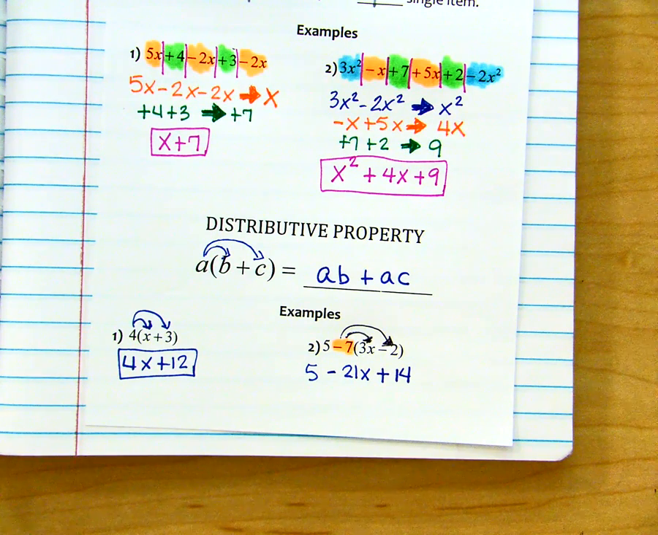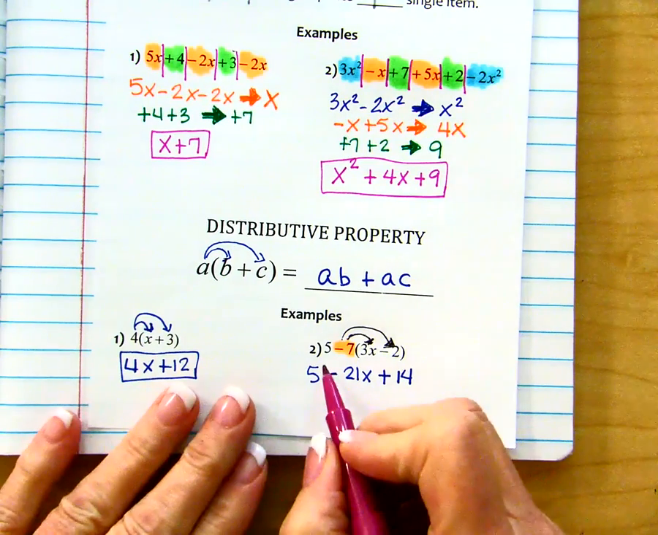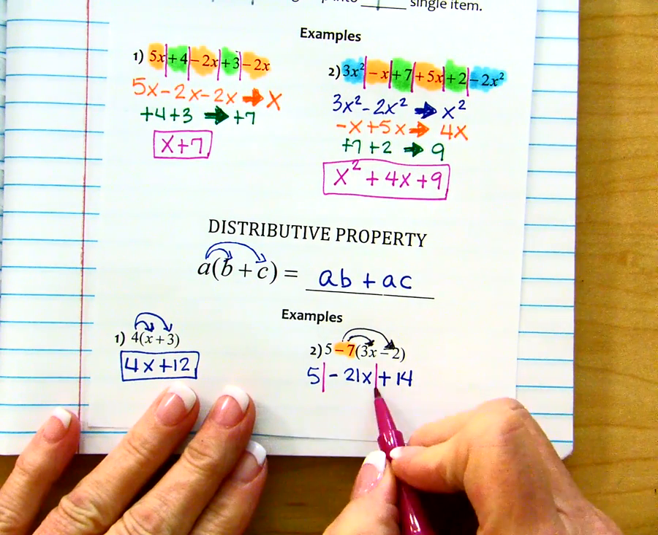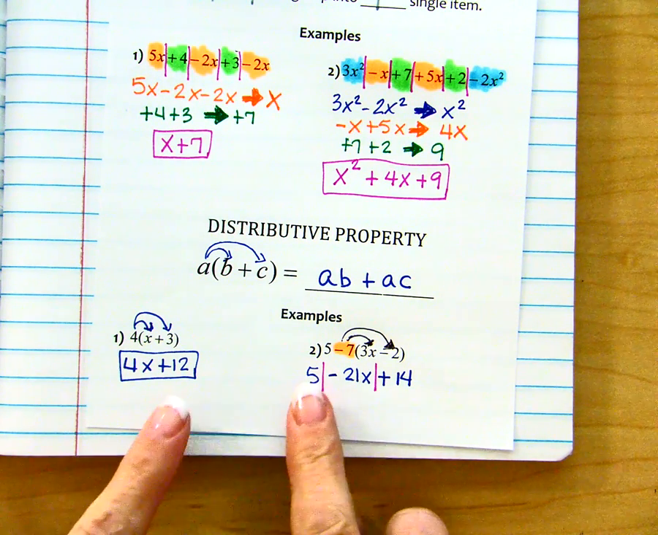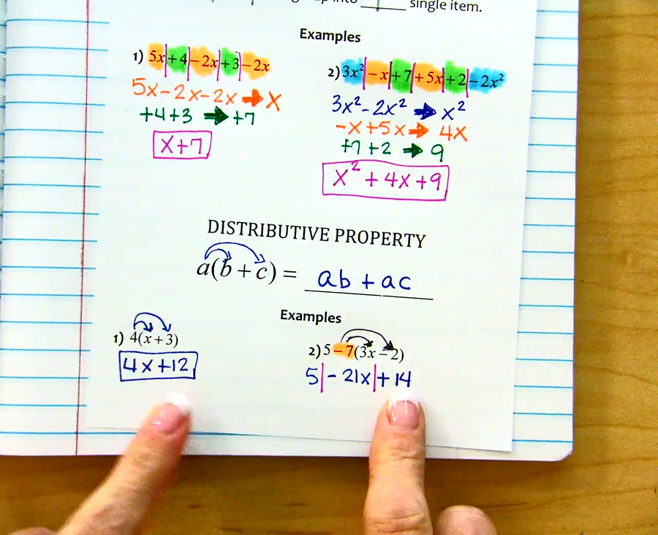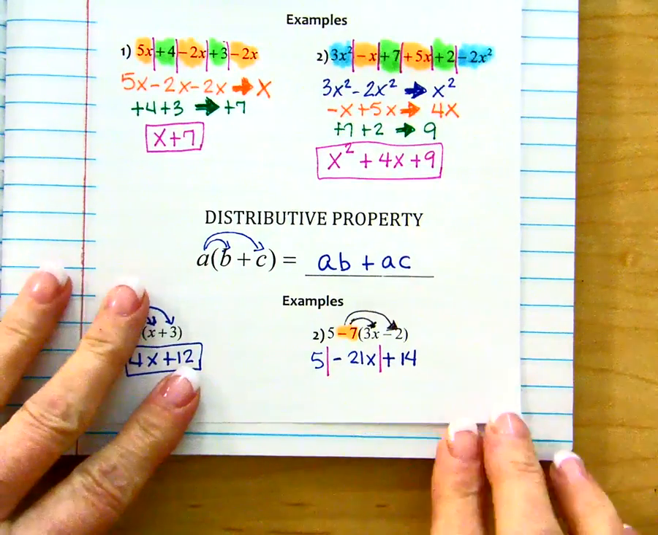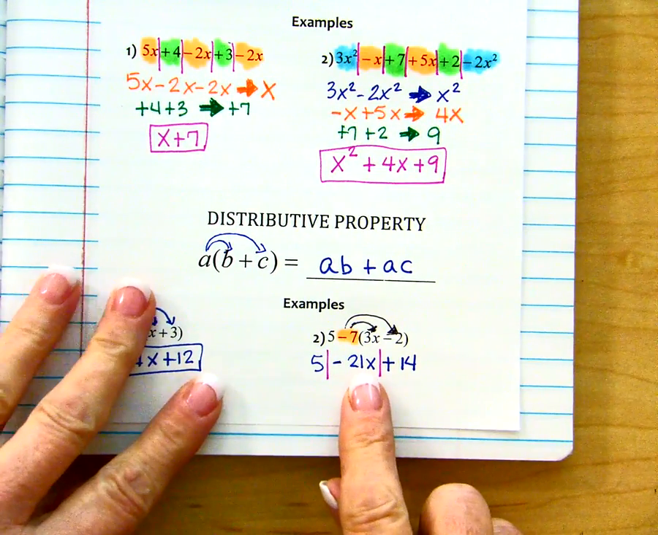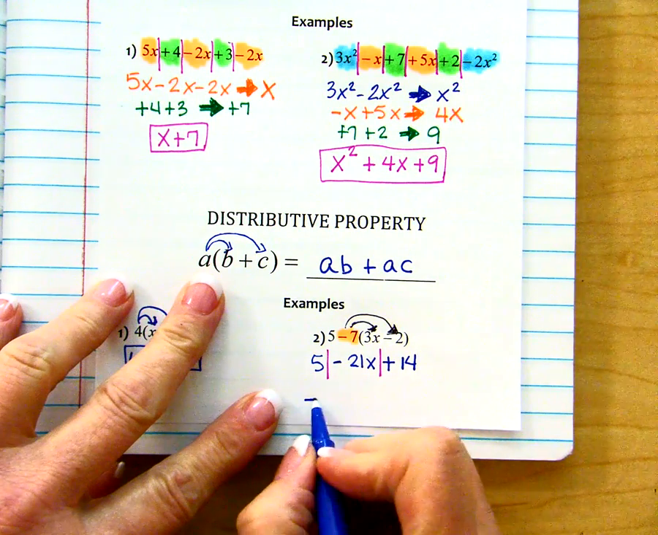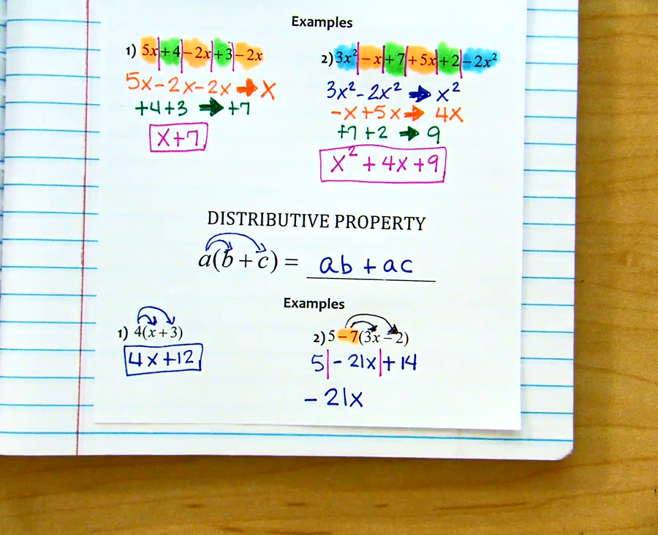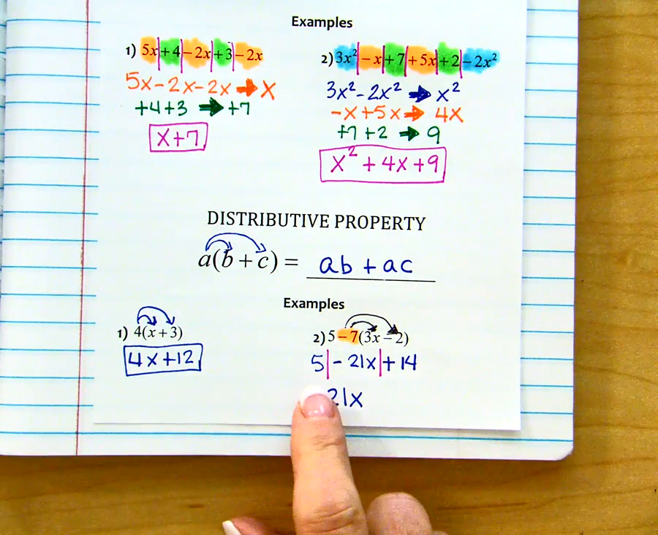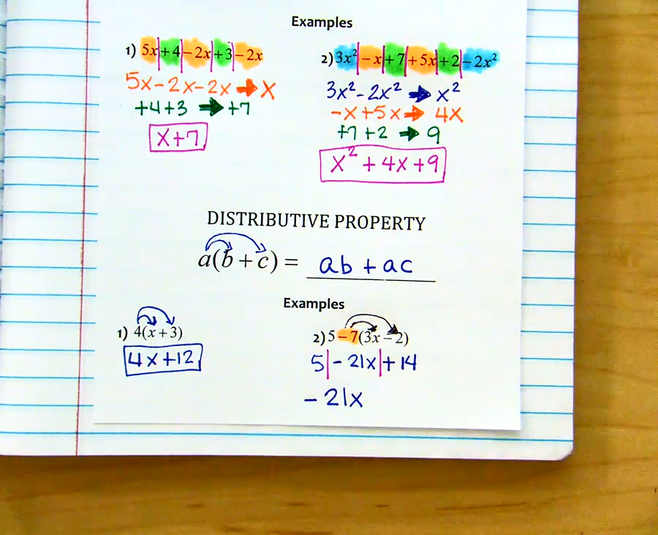Now we have the situation like we had above. We need to combine like terms. So we draw our line here, we draw our line here. We have a constant term, an x term, and another constant term. There are no other x terms but the negative 21x, and x's come before constant numbers, so I'm going to go ahead and write down the negative 21x. Then I'm going to take the 5 and the 14.